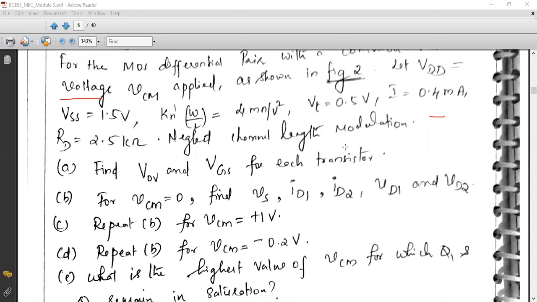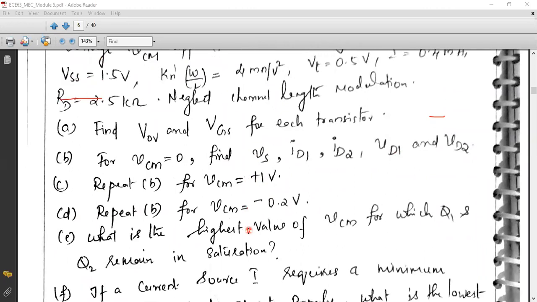What are those cases? VCM equal to 0 is part B, then VCM equal to plus 1 volt for part C, and VCM equal to minus 0.2 volt in part D. So we are going to find the same parameters for three different cases. Then after that, we will find the maximum value of VCM as well as the minimum value of VCM by considering a voltage drop across the current source.